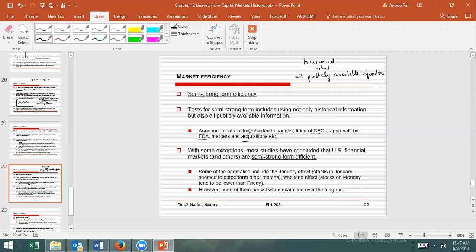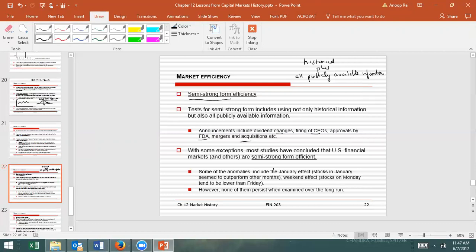Guess what the results have been? Same thing: you cannot have consistent trading strategies even with all the publicly available information. On average, the returns are zero. We then say the market is semi-strong form efficient. So there's weak form, and semi-strong form.